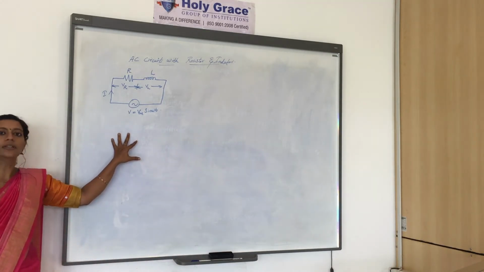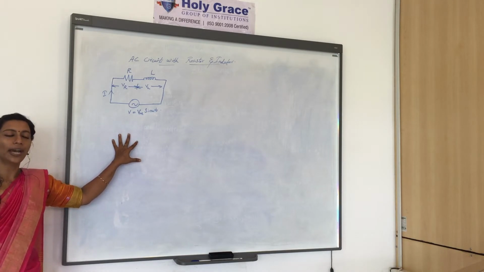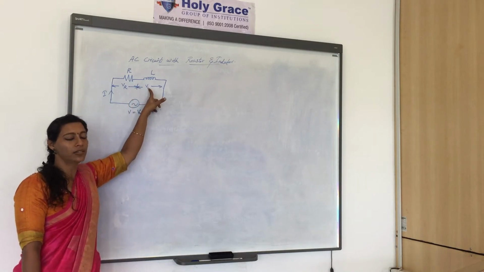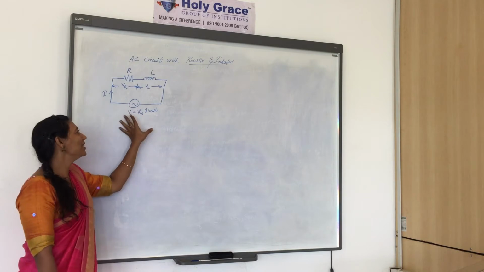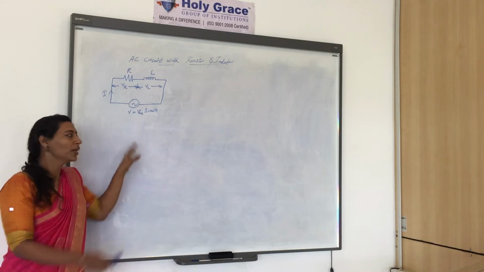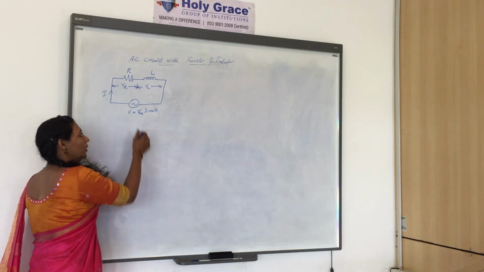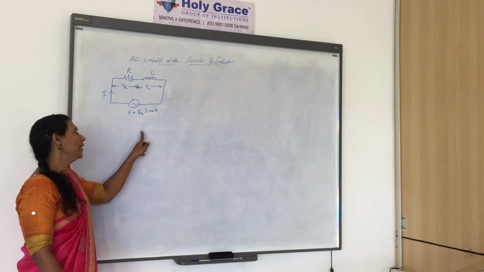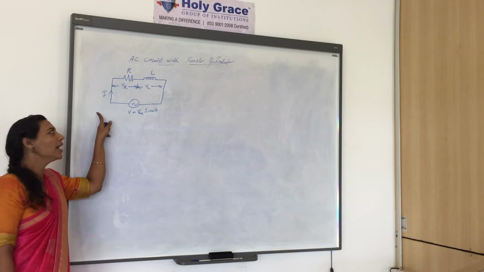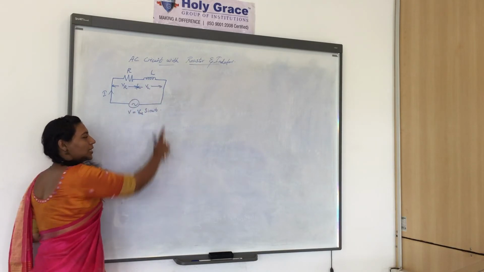First we have to draw the circuit diagram. In the circuit diagram, the resistor and inductor are connected in series with the voltage source. And we have to draw the phasor diagram. V is the applied voltage, Vm sin omega t, and I is the supply current, with resistor R and inductance L.